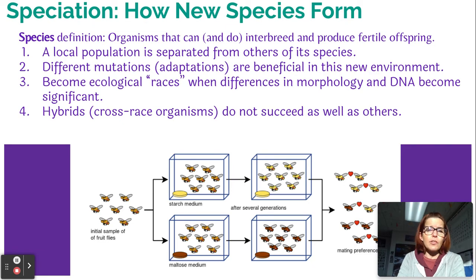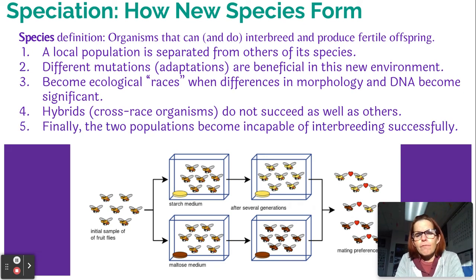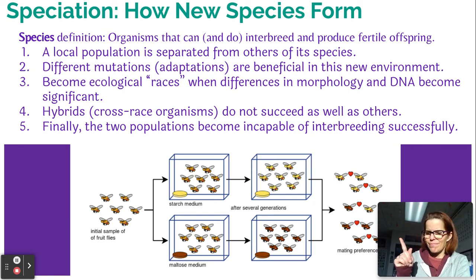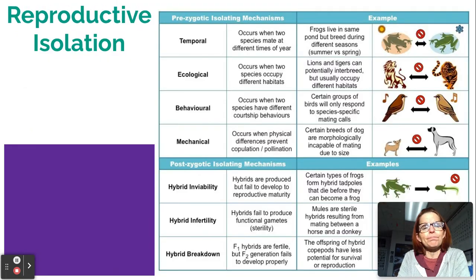Eventually, hybrids, and a hybrid is when two of these ecological races mate, are not as successful as the separated. And this is part of why the organisms prefer to mate with kinds that are like themselves. And finally, the two populations become incapable of interbreeding successfully. And that might mean that they can't physically mate, or that if they do mate, their offspring don't survive well.